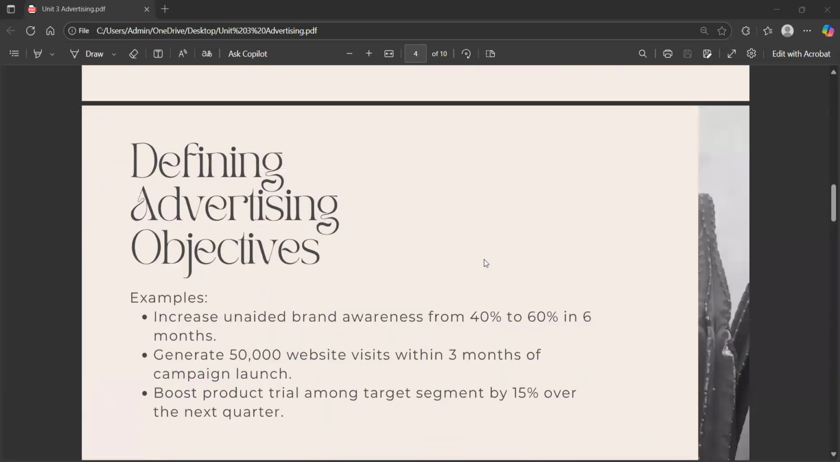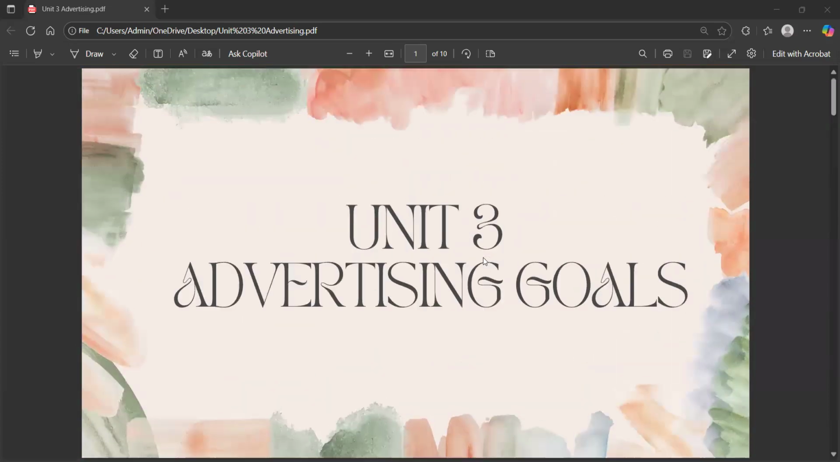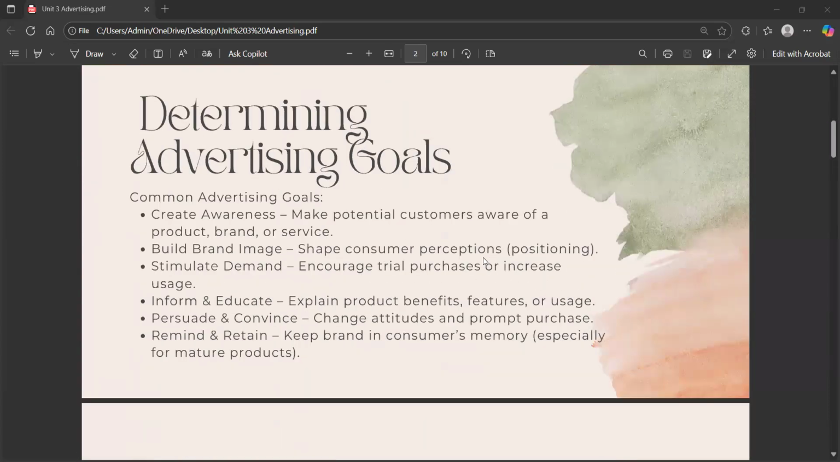So in today's lecture, we just recap what we have learned today. In advertising goals, we have defined what our common advertising goals are. It could be to create awareness about the product. It could be about brand building, brand image building. It could be about stimulating demand. It could be about informing and educating consumers about the product. It could be about persuading and convincing them. And the last one is to remind and retain them about the product.